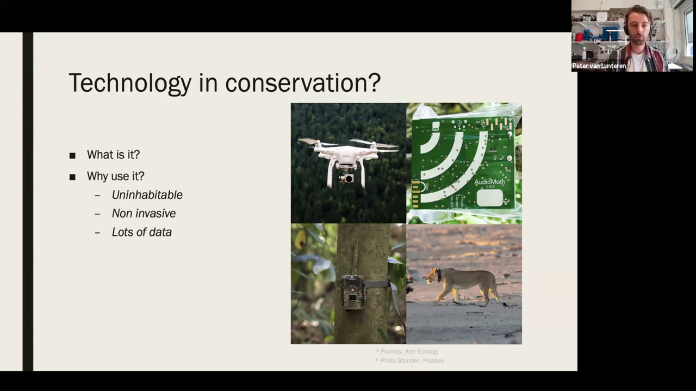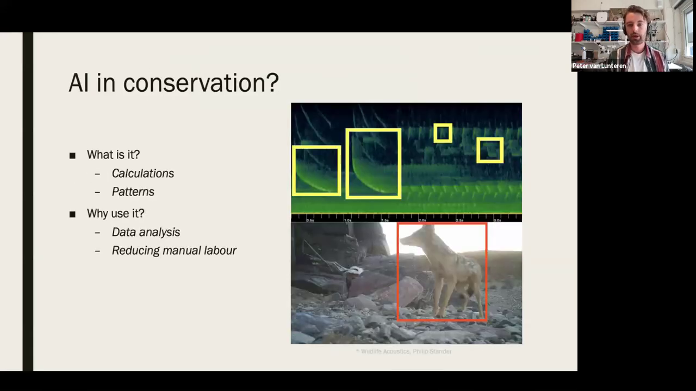It's also non-invasive. So you gather a lot more data with a camera trap than just sitting there beside the tree. And also a really big benefit is that you get lots of data, which helps us understand the environment and helps us to study these animals. But if you get lots of data, that means that you have to do lots of analyses. And that's where AI comes in handy.